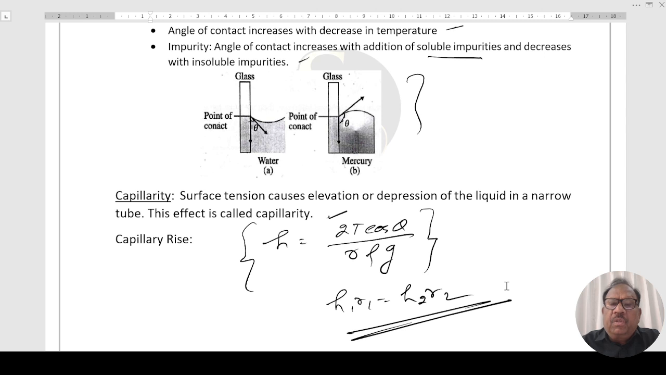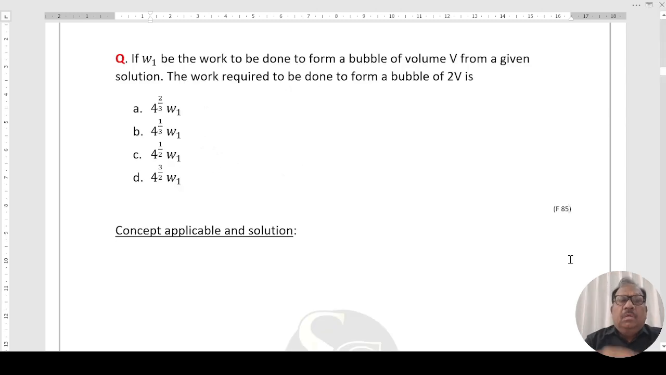Right? Now let's start with the question. The question is, if W1 is the work to be done to form a bubble of volume V from a given solution, the work required to form a bubble of volume 2V is... Four options are given to you, one of the options is correct.